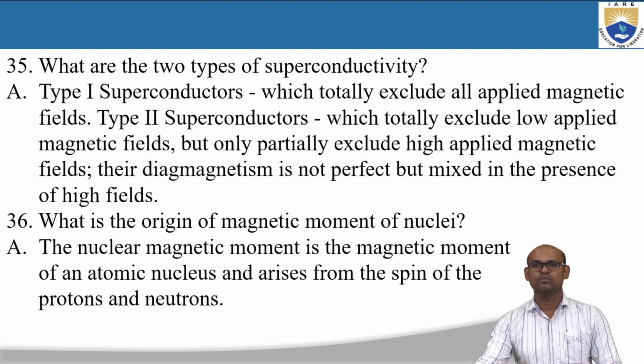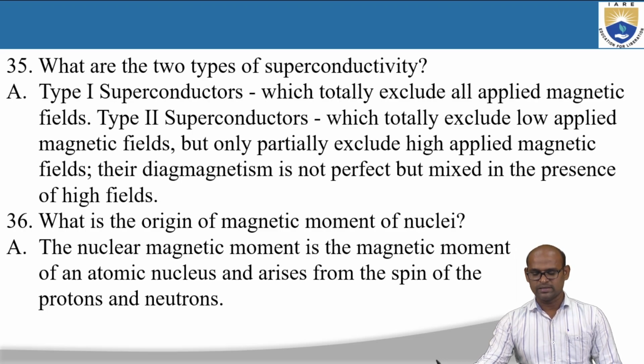What are the two types of superconductors? Type 1 superconductors totally exclude all applied magnetic fields. Type 2 superconductors totally exclude low applied magnetic fields, but only partially exclude high applied magnetic fields. So the diamagnetism is not perfect but mixed in the presence of a high field.